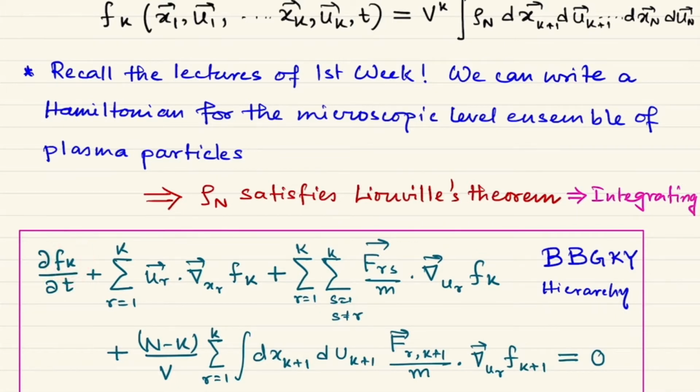Now fk does not say that this is the probability distribution function for the kth particle. This is a bit confusing here. fk means this is the joint probability distribution of k particles. If it is, for example, f1, that will be the distribution function of one single particle. If it is f2, then it will be the joint distribution function of two particles. If it is f3, then this will be the joint distribution function of three particles, this type of thing.